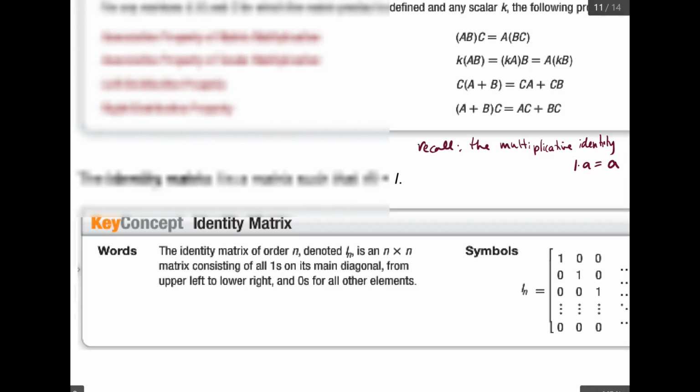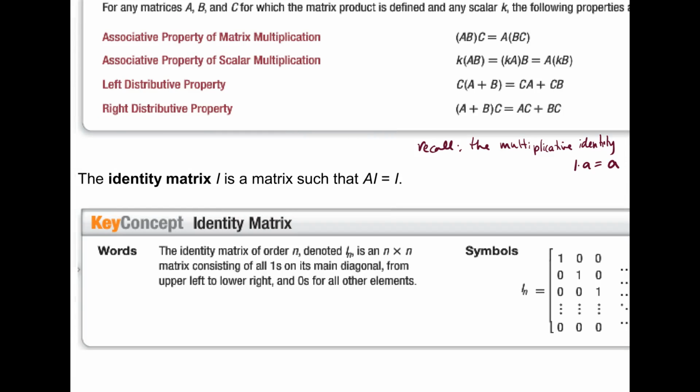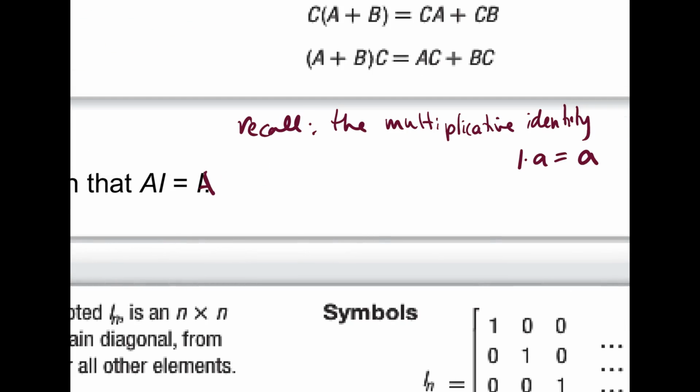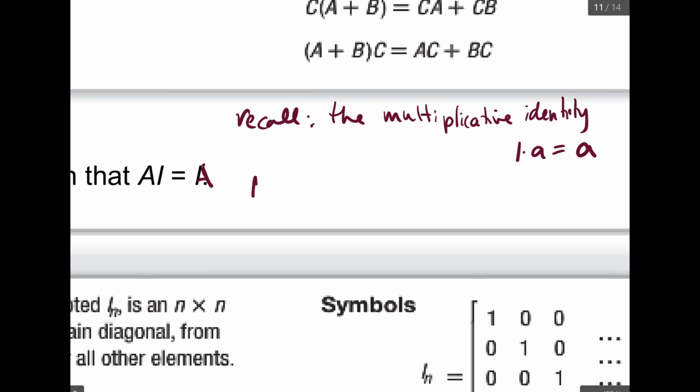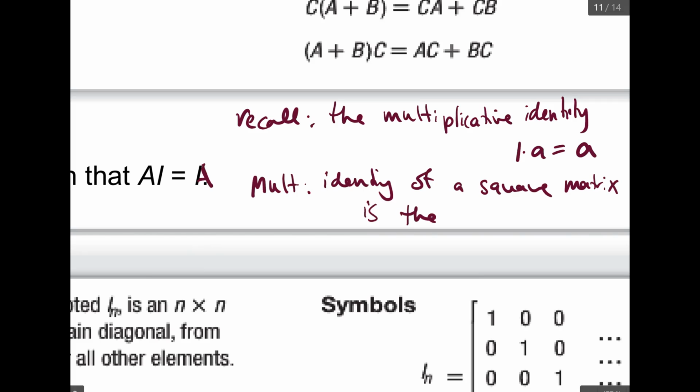So the identity matrix, I, is a matrix such that if you multiply A by it, it's going to be A. Sorry, I think I wrote that wrong in your notes. It's literally like multiplying by 1. You take A times your identity matrix, and you get your original matrix back. So the multiplicative identity of a square matrix is the identity matrix.